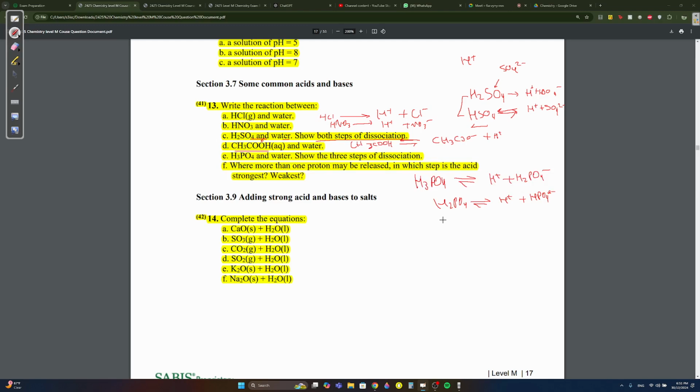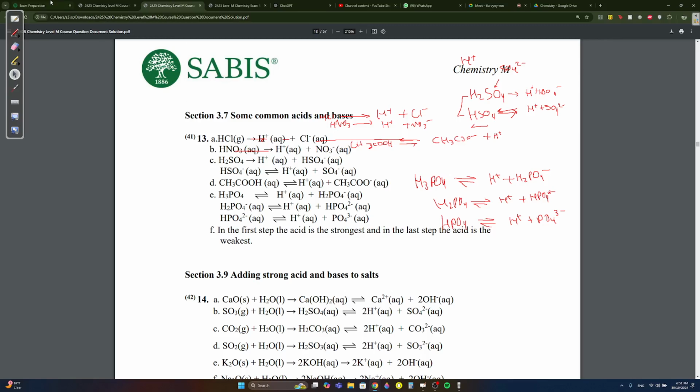And then the last one, HPO4 2 minus, gives H plus and PO4 3 minus. Take an H out, you're left with PO4 3 minus. Let me just double check this. They're all aqueous, yes, you have to write the state signs here. Here it should have said aqueous.